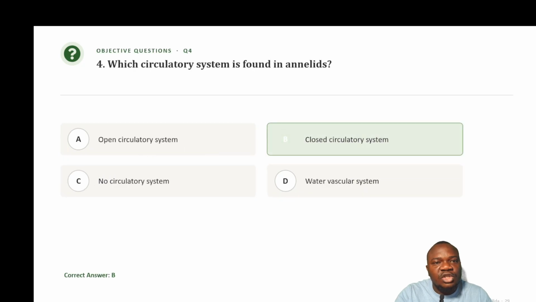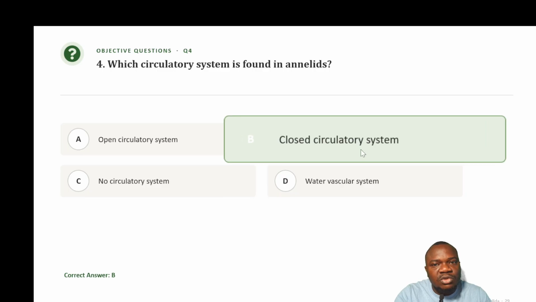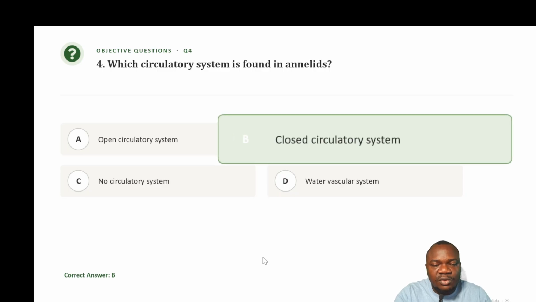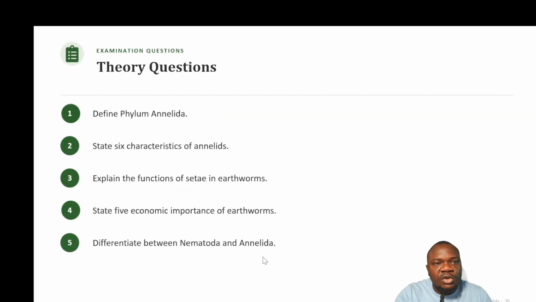Then which circulatory system is found in annelids? So you need to know that it's a closed circulatory system. Okay. So very important. All right. So these are some questions you can use to just play around.